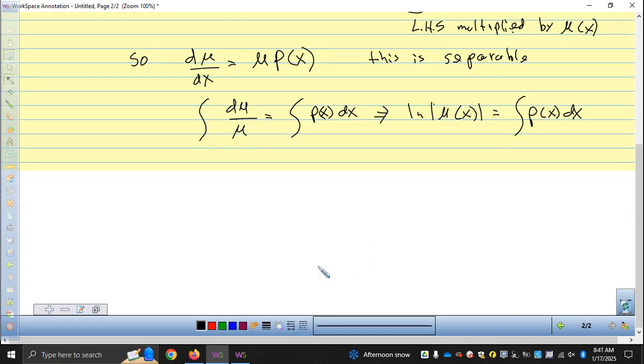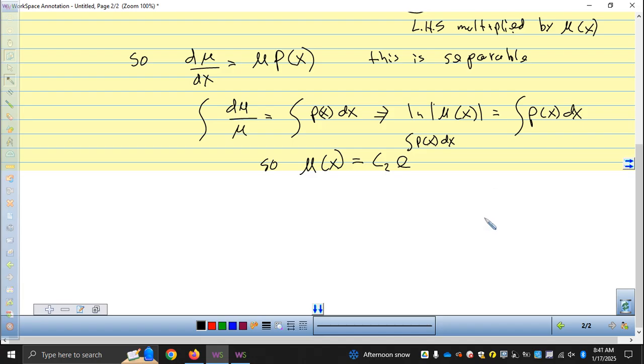And we exponentiate both sides, rewrite in exponential form. So mu of x equals, and we get a constant of integration here. When we raise e to that power, we get e to the integral of p of x dx plus c. Well, then that turns into e to the c times e to the integral of p of x dx, so we get a constant times e to the integral of p of x dx.